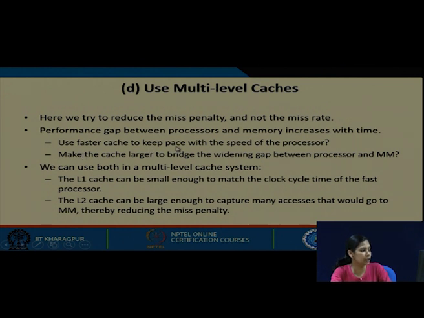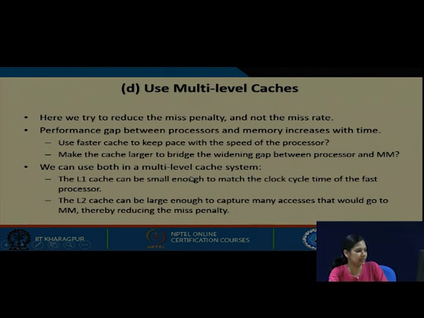Use a faster cache to keep pace with the speed of the processor. We always use a faster cache, such that the mismatch between the speed of the processor and memory can be made smaller and smaller. Make the cache larger to bridge the widening gap between processor and main memory. We can use both in a multi-level cache system.